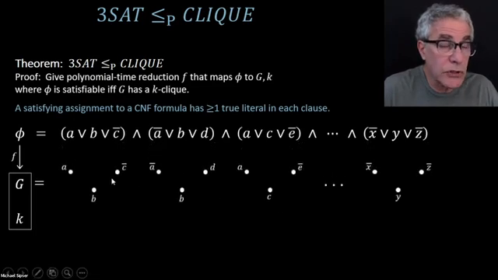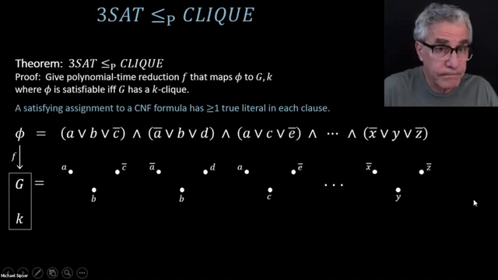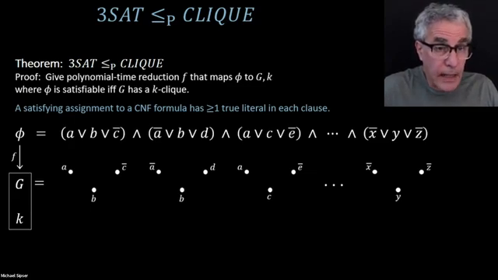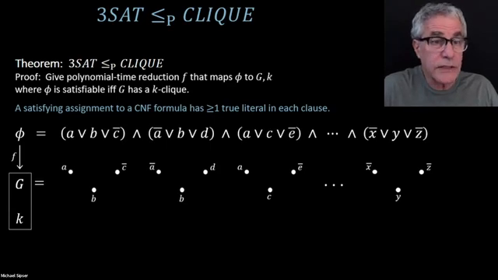Okay, so those are the nodes of the graph G, one for each literal in the formula, labeled as promised. Now I have to tell you what the edges look like. I'm going to tell you what the edges are by first telling you what they are not. I'm going to first explain what the forbidden edges are, the edges I'm going to promise not to include. And then the ones that I will include are going to be all the others.